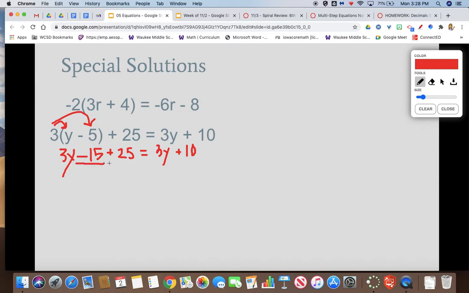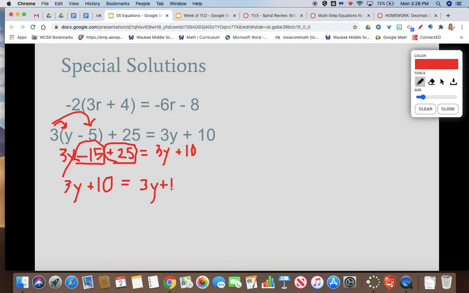If I have like terms on one side of my expression, I don't have to use inverse operations to combine them. I just add them together like I would in an expression. So negative 15 plus 25, that would give us a positive 10. And then I still have 3y on this side, and the other side still has 3y plus 10.